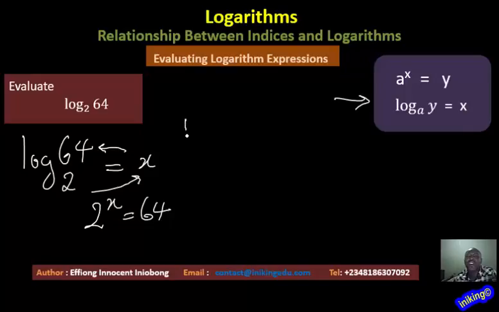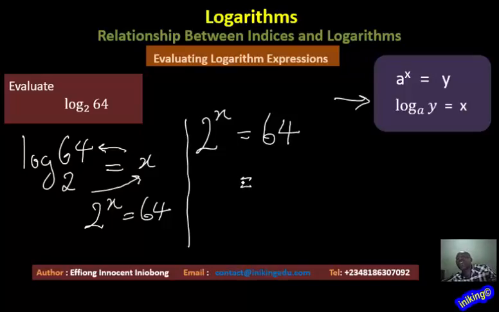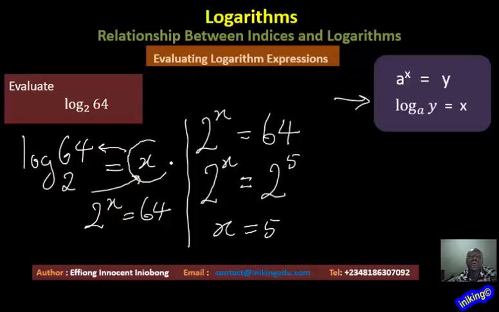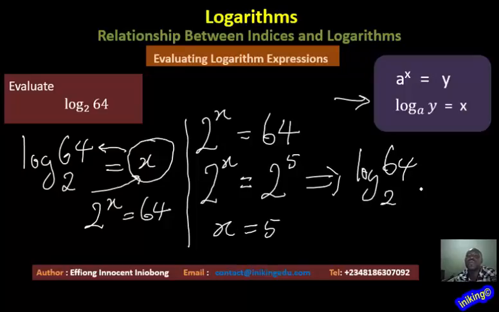Now, from our knowledge of solving exponential equations, this is a simple exponential equation. By writing the logarithmic expression in indices form, we have brought out an exponential equation. And how do we solve this? We make sure the left hand side and the right hand side are expressed to the same base. This is 2 raised to power x. I can express 64 as 2 raised to power 5. And so my x is 5. And remember, that's what we are looking for, which implies that the logarithm of 64 to base 2 is 5. Meaning if you raise 2 to the power of 5, we'll get 64. So we have been able to find the value of logarithm of 64 to base 2.